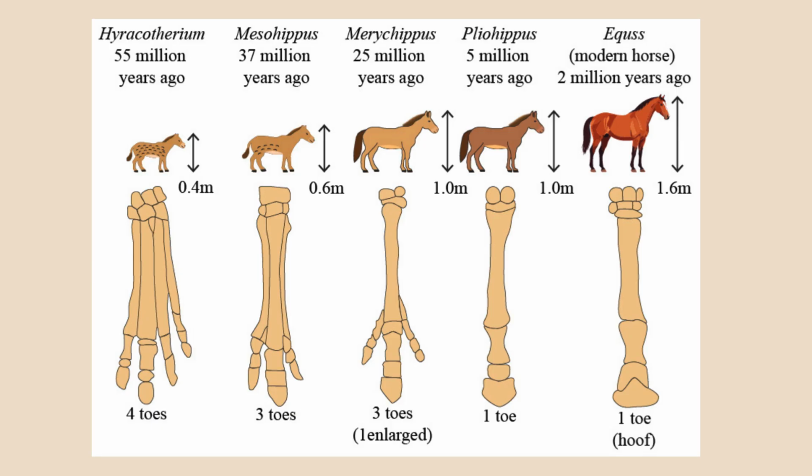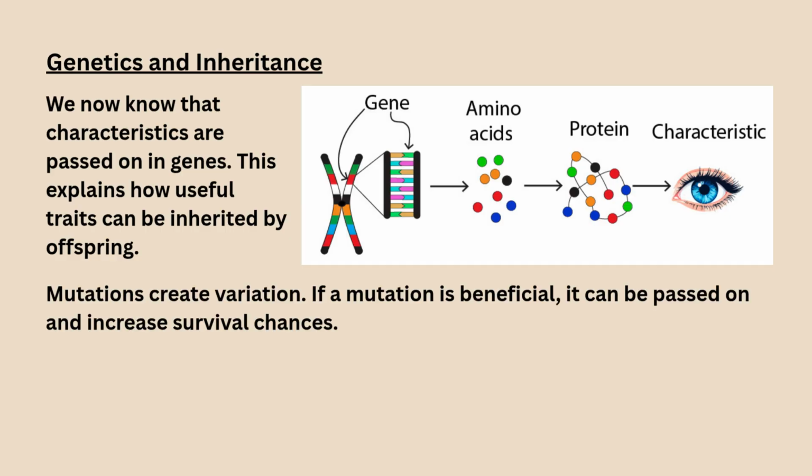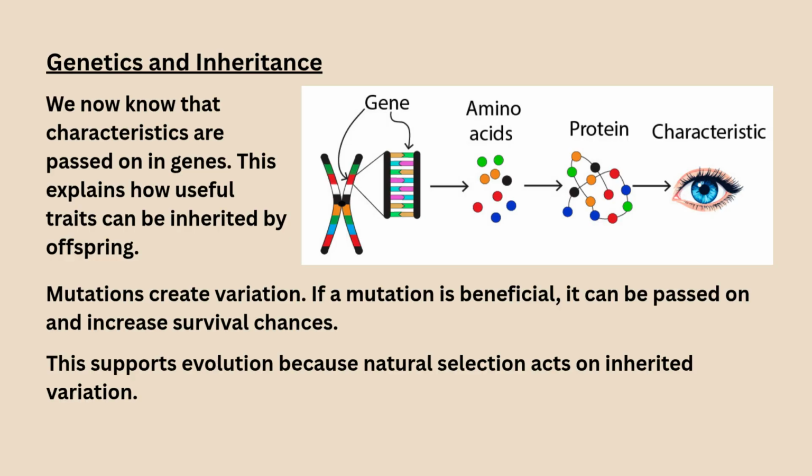Genetics and inheritance. We now know that characteristics are passed on in genes. This explains how useful traits can be inherited by offspring. Mutations create variation. If the mutation is beneficial, it can be passed on and this increases survival chances. This supports evolution because natural selection acts on inherited variation.